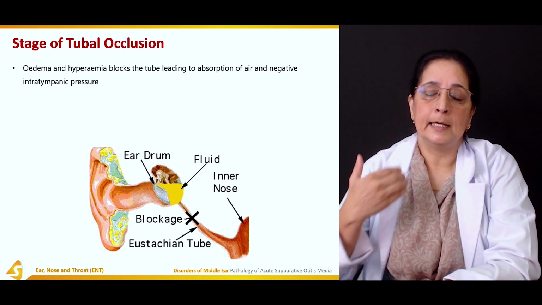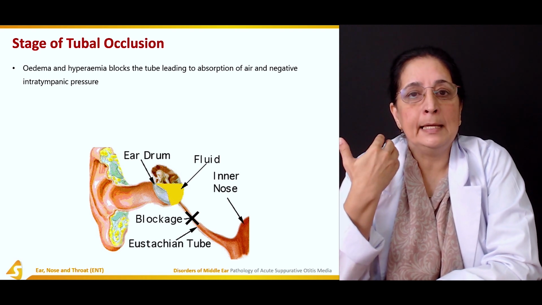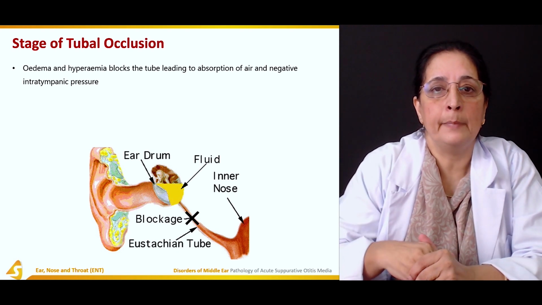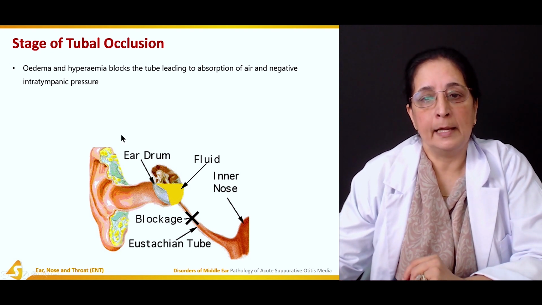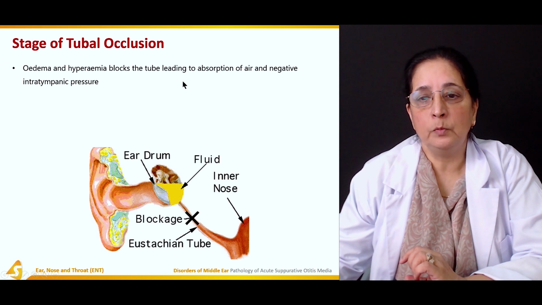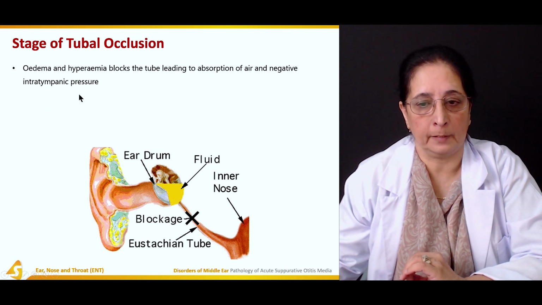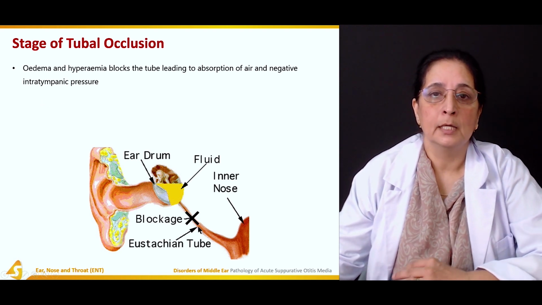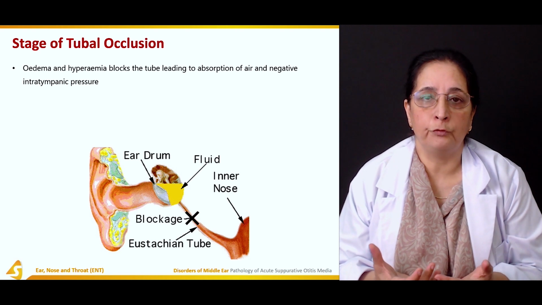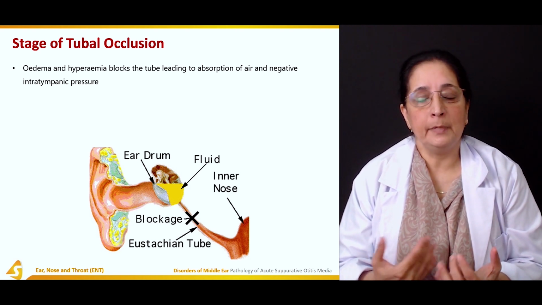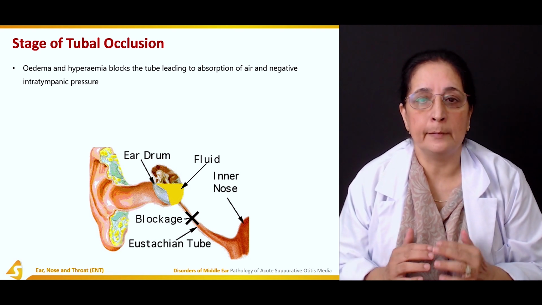Eustachian tube connects the pharynx or the throat with the middle ear, and it is mainly responsible for maintaining the balance and pressure in the middle ear. So edema and hyperemia block the tube, leading to absorption of air and negative intratympanic pressure. So this tube, if it's blocked as a result of maybe edema, which is the swelling due to fluid retention, or hyperemia, if there is excessive blood flow, that can lead to the occlusion of the tube.